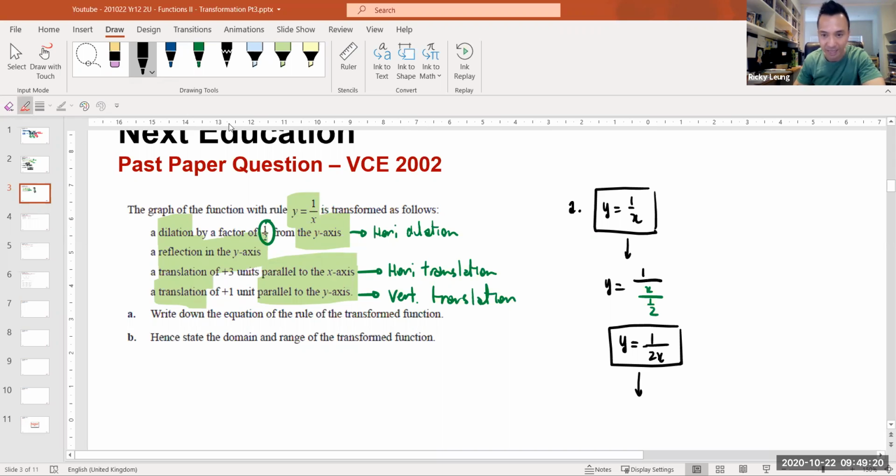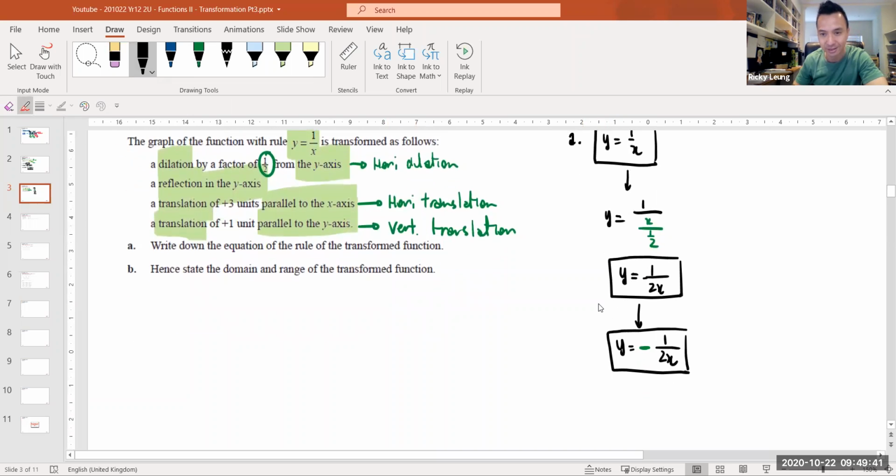Step 2, reflection. So basically exactly the same deal. The only difference is that there's a negative in front now. You can put the negative there, or just bring it outside to where the fraction is, exactly the same algebraic equivalence. So that's step 2 done.